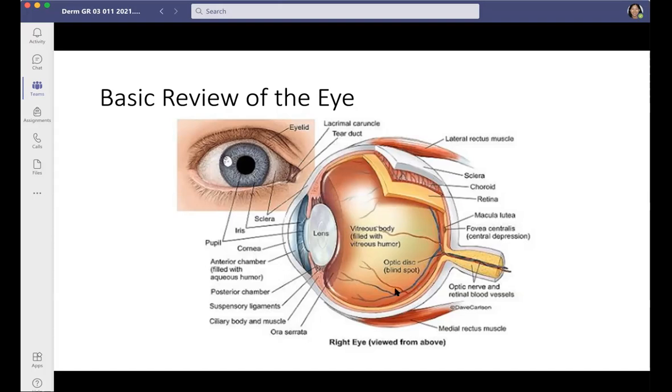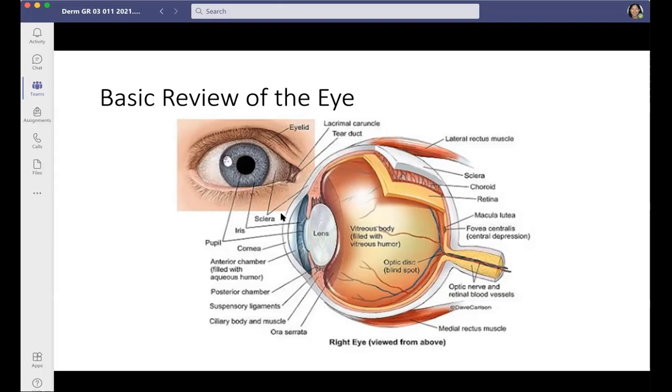Behind the lens is basically a bag of jelly, for lack of better technical terms, but it's connective tissue called the vitreous. And then the tissue that lines the inside wall of the eye is the retina, a photosensitive layer that converts light signals coming into the eye into an electrochemical signal that travels through the optic nerve to the visual cortex of the brain.